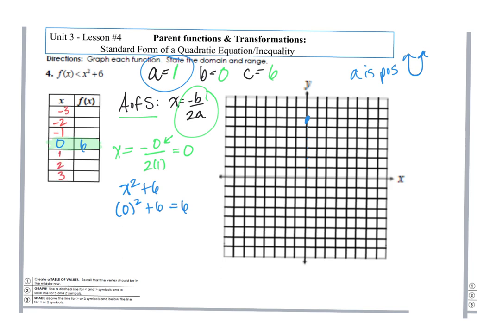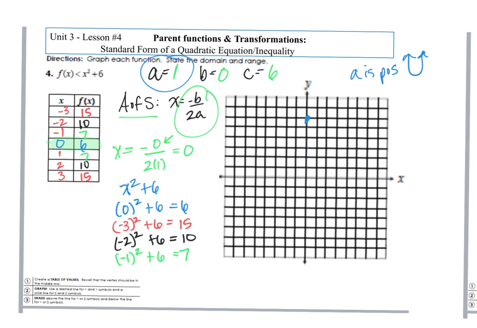Let's plug in negative 3. So we have negative 3 in parentheses squared. Again, if you don't use parentheses, you're going to get things wrong. Plus 6, and we get 15. So we have a 15 here and here. I love symmetry. Next, plug in negative 2. Negative 2 in parentheses squared plus 6 equals 10. So we have 10 here and here. And last, we plug in negative 1. Negative 1 in parentheses squared plus 6 equals 7. So our 7 is here and here.